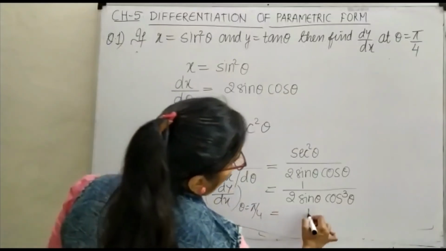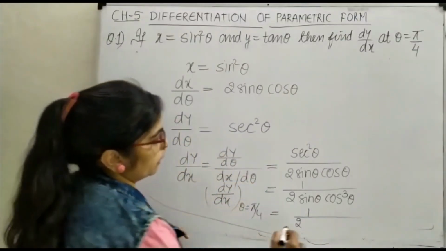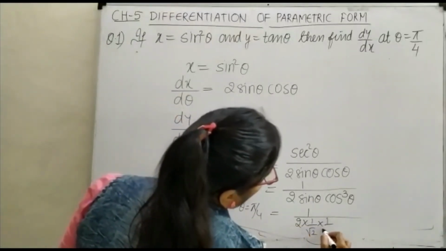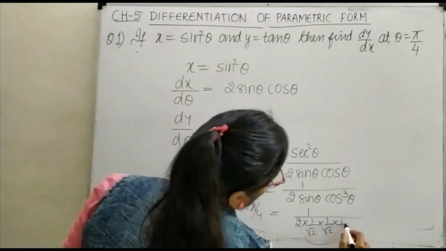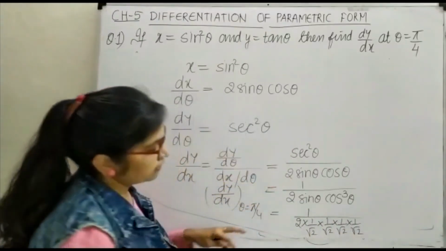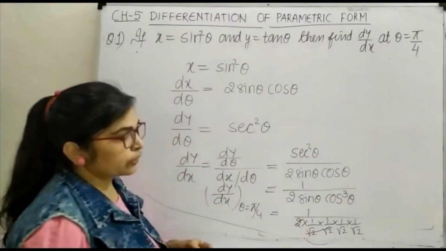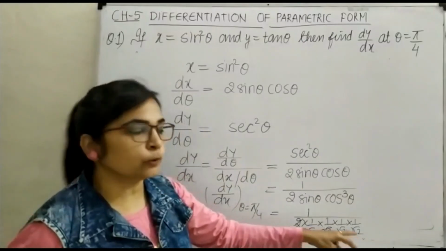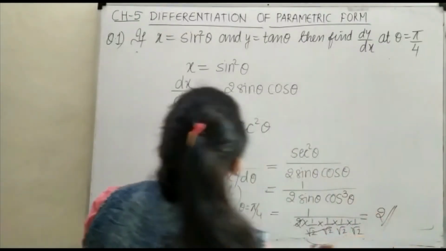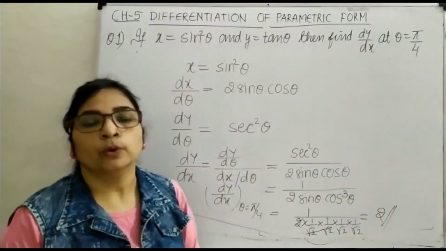So we will keep the value 1 upon 2. You know sine 45 is 1 by under root 2, and cos 45 is also 1 by under root 2. Again, 1 upon under root 2 into 1 upon under root 2 into 1 upon under root 2. So you can see that under root 2 into under root 2, this 2 gets cancelled, and root 2 into root 2 is 2. So our final answer for this parametric form on differentiating is 2. Thank you.